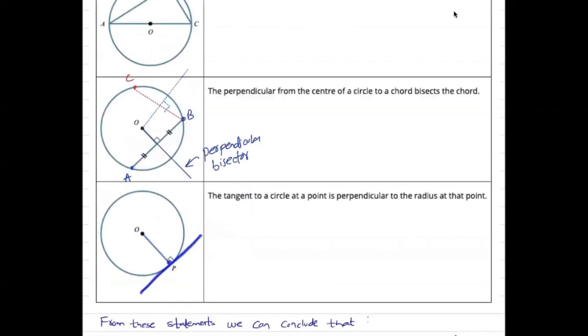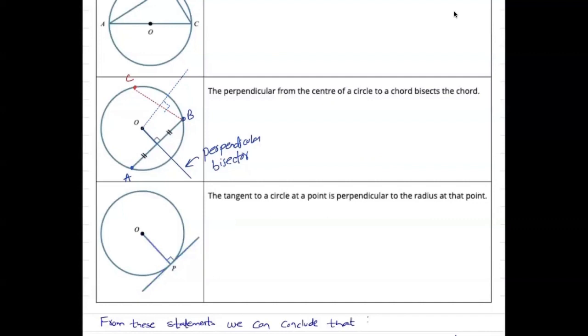Okay, sir. Now, the third property is that the radius and the tangent are, if this is a line that is tangent to the circle at point P, and this is your radius, then the radius and the tangent are always going to be at a right angle. So OP becomes the radius and this is the tangent line. They are at 90 degrees to each other.